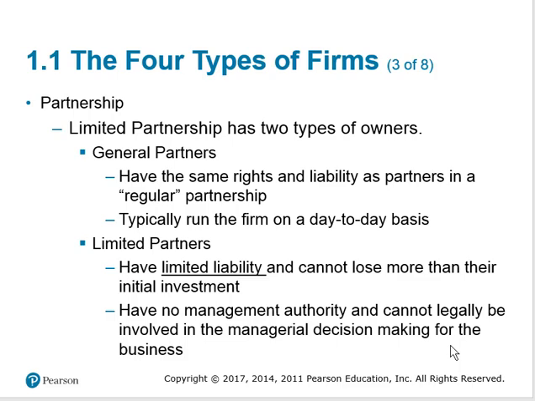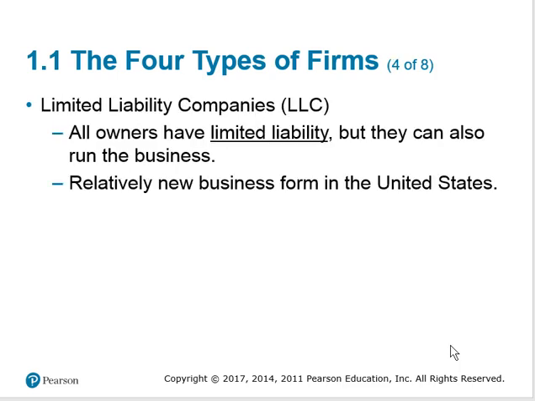Limited partners, though, have limited liabilities. They can't lose more than their investment. We actually refer to these kinds of limited partners as silent partners. All they do is contribute cash. And in fact, the IRS has very strict guidelines of a definition of a limited partner. They can have no management authority. In fact, they can't even be involved in any of the decision making of the company. So there's two different types of partnerships.